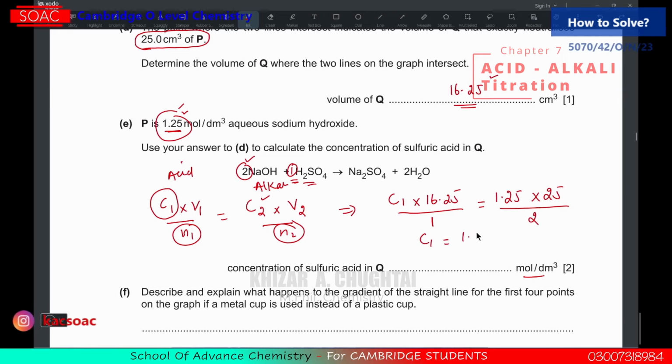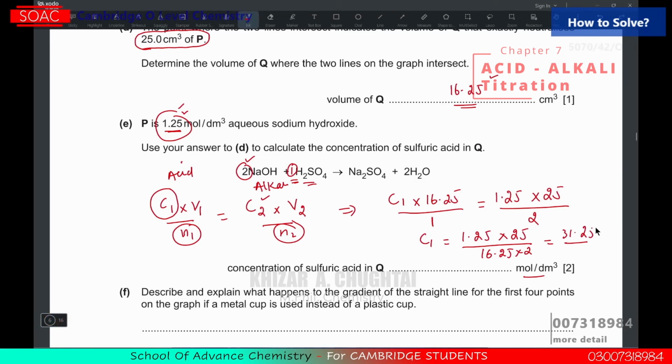So C1 is equal to 1.25 into 25 divided by 16.25 into 2, and this is the concentration of acid. 1.25 multiplied by 25 is equal to 31.25, and 16.25 multiplied by 2 is equal to 32.5. So what is the final answer? 31.25 divided by 32.5, and the answer is 0.96 mole per dm cube. That is the concentration of acid.